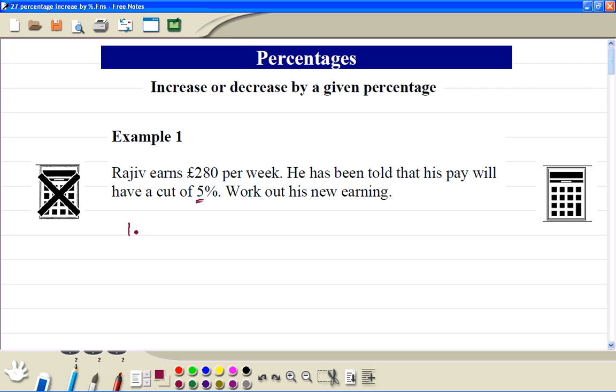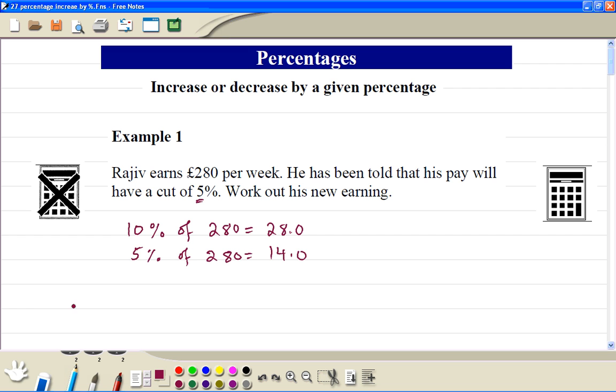So we say 10% of 280, which is £28. Then 5% of 280 is just half of this, which is £14.